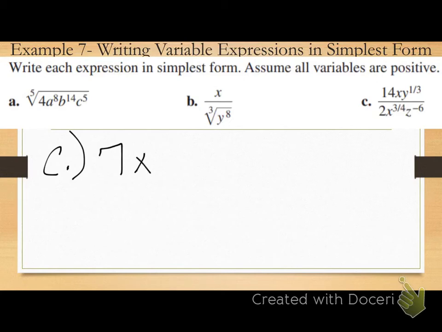If I'm dividing something with the same base, what do I do with the exponents? Subtract them, right? Do I have the same base here and here? Yes. So what can I subtract? Which two numbers? Very good. Remember, it's the top exponent, so it's understood to be a 1 as the exponent of x up here, minus the bottom exponent of 3/4. Everyone good with that?